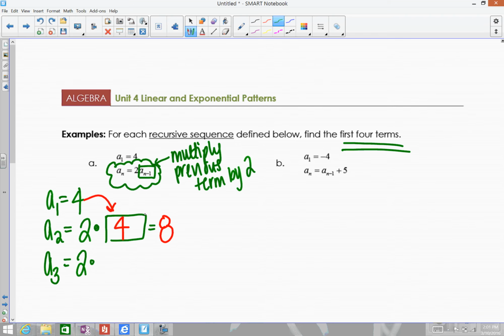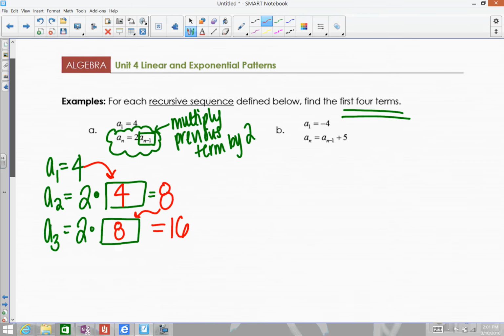So you have your starting value, and then from there you just keep doing that same pattern. If you notice, I boxed in that a sub n minus 1 because that just means the previous term. And I keep this pattern the same. 2 times the box means 2 times the previous term. So then I take the previous term, plug it in, and generate the next term, so we get 16.